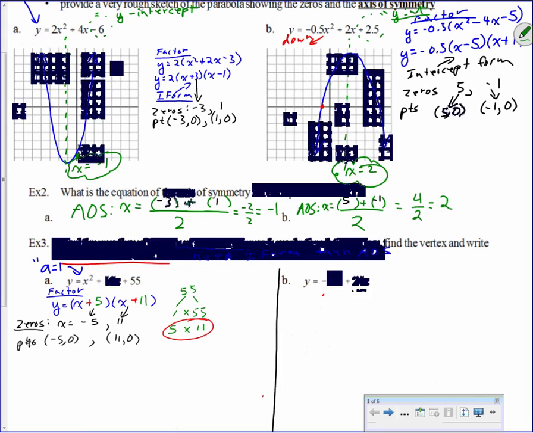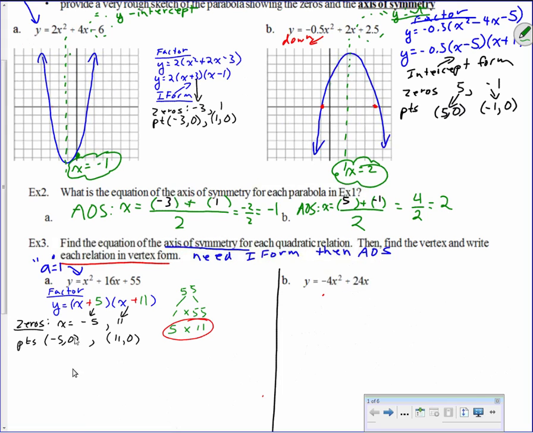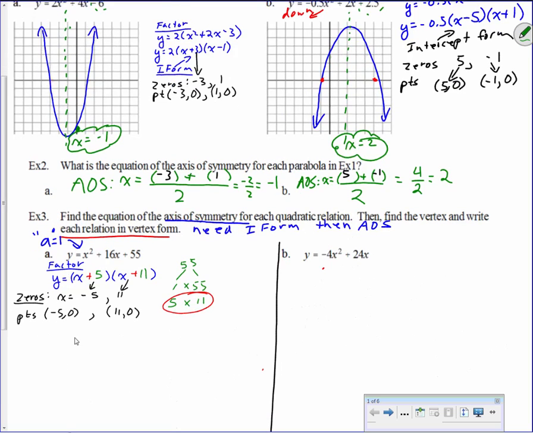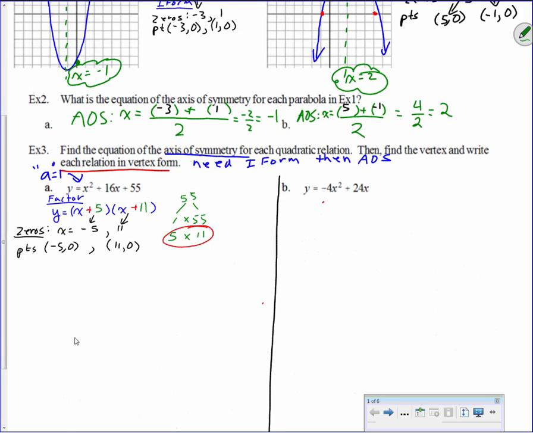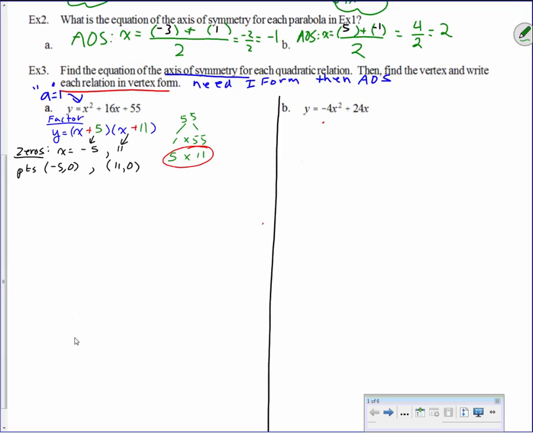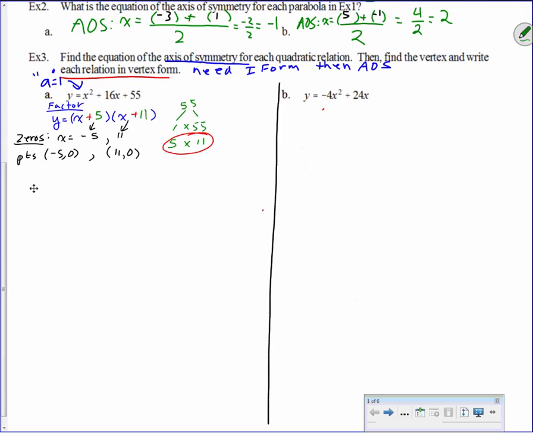So you can write x is negative 5 and that, and those give us some points if we wanted them. Now you don't necessarily have to put the points, you just tell me what the x-intercepts are, or the zeros, they're the same thing. Then I need you to calculate the axis of symmetry. The axis of symmetry is just the average of the two numbers that you came up with. And that gives me negative 16 over 2, which gives us negative 8.